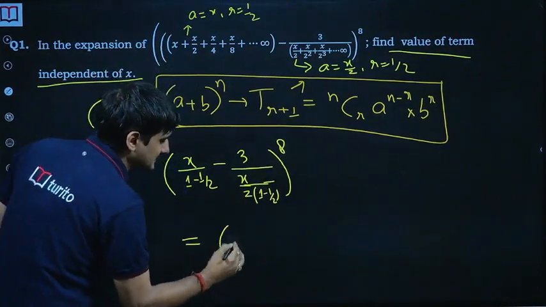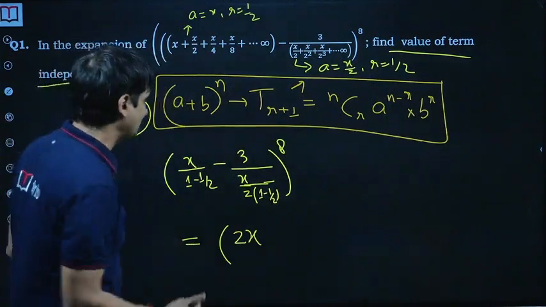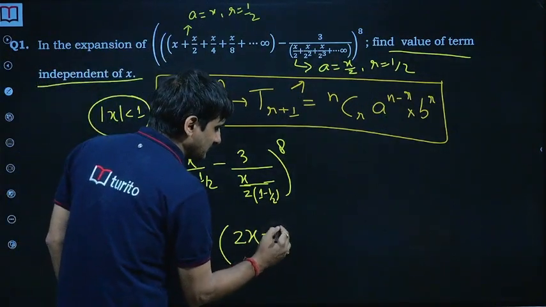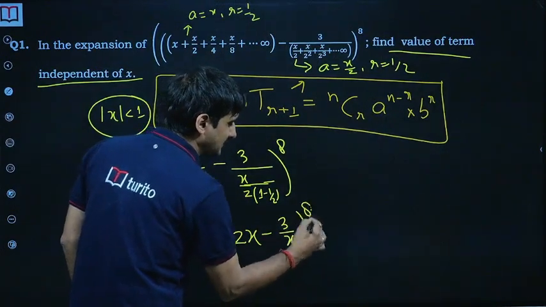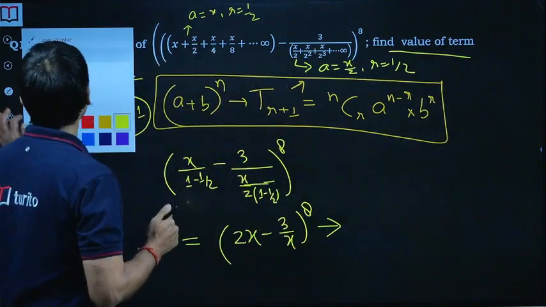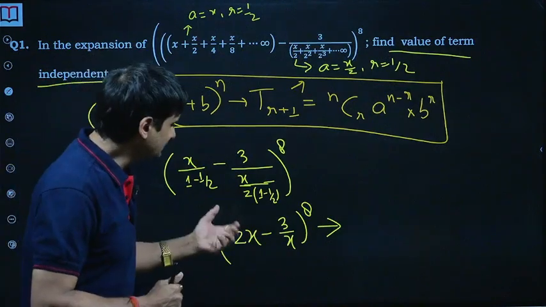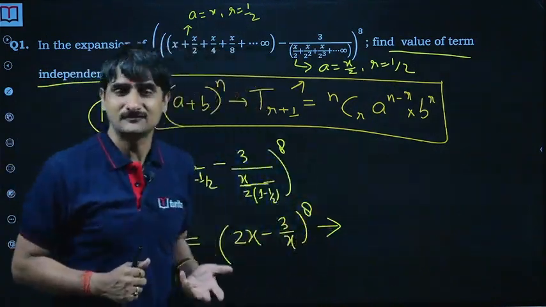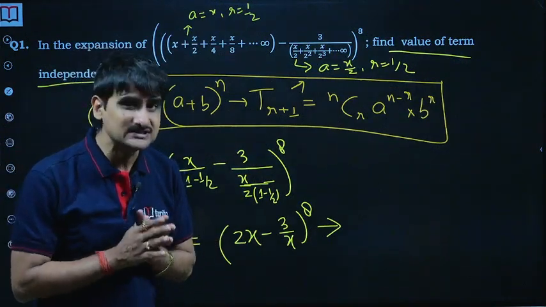So what do we get? See, it then gets simplified to a very simple form here, which is nothing but 2x minus 3 by x, all raised to the power 8. Now which term do we need? That's a very simple binomial here, isn't it? So which term do we need? We need the term which is independent of x, the constant term. That means the power of x here should be 0.